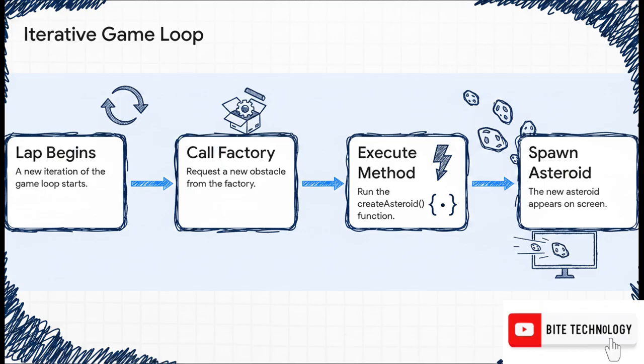In any arcade space shooter, you have an iterative game loop that runs constantly, right? Step 1, the loop lap begins. Step 2, you call your obstacle factory. Step 3, you execute the create asteroid method. And step 4, a new asteroid spawns on the screen. Because you're using a factory, the game loop itself is incredibly clean. It literally just asks for an asteroid at every single tick over and over again.